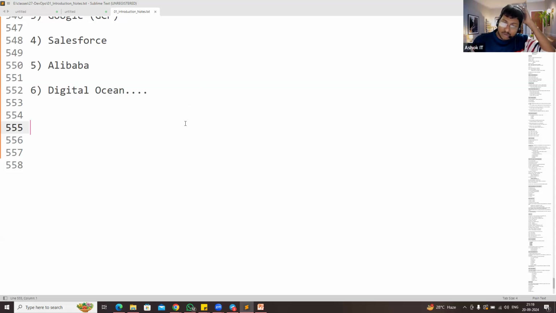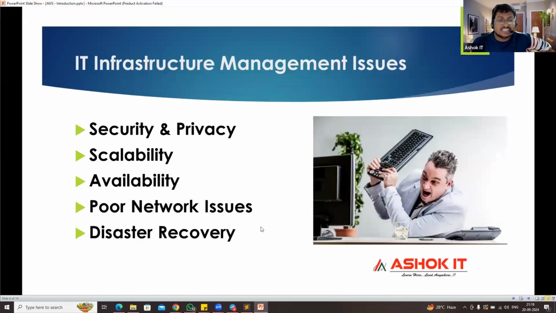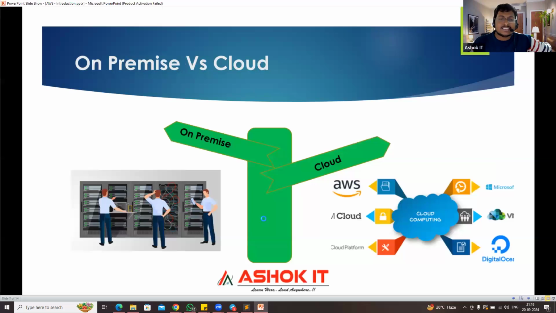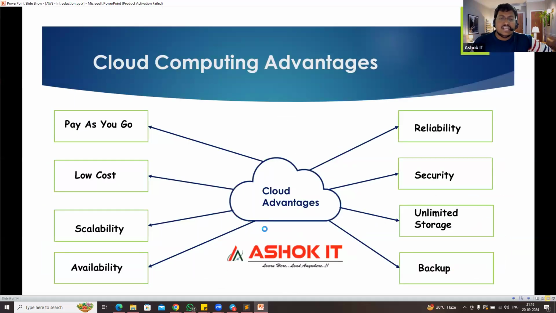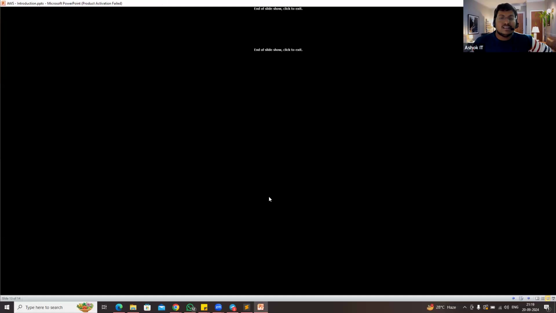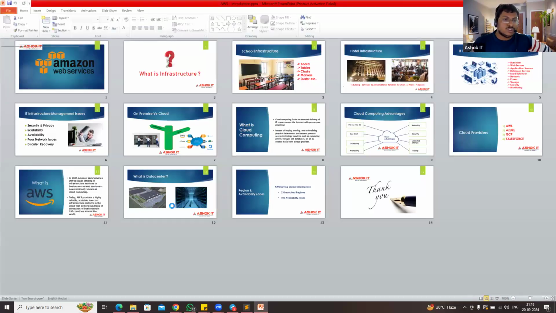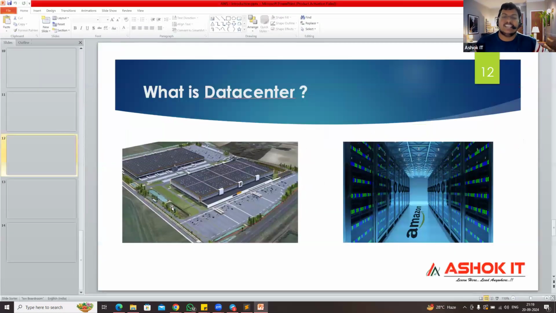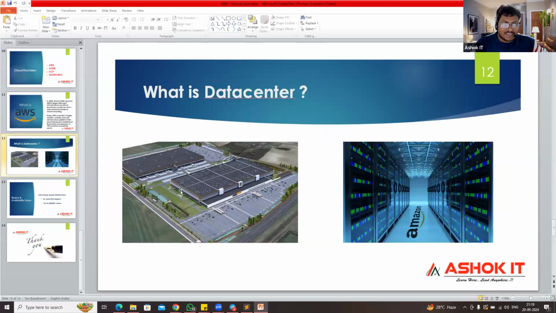Now, sir, how is AWS providing services for so many companies? How is AWS managing that infrastructure? AWS is managing the infrastructure in different locations. Those locations are called data centers. AWS has data centers like this. 104 data centers are available for AWS. 104 or 108, we need to check the recent count.